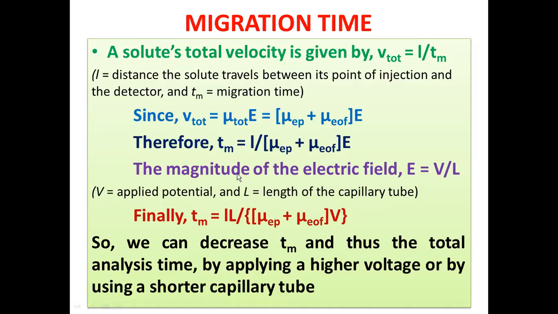If you look at this equation, in order to complete the analysis at a faster rate, the value of Tm must be smaller.